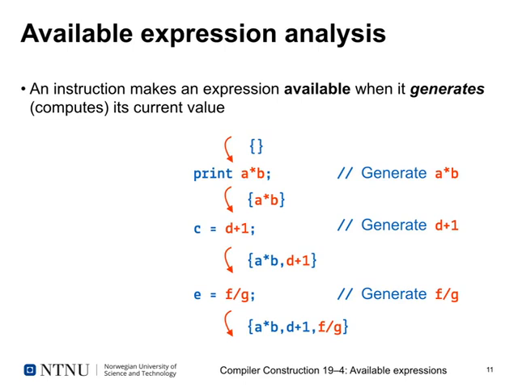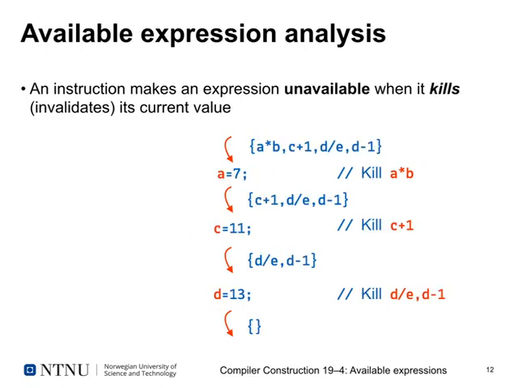So let's start with no available expressions here. Then we execute print a times b. So we generate a times b. We have an expression that we calculated and which we might want to reuse. So the next instruction we are calculating c equals d plus 1. So we have yet another expression generated, d plus 1. And the final one here on this slide is e equals f divided by g. So we have yet another one, f divided by g, as part of our available expressions. Now let's continue. So this was the set of available expressions before this program point.